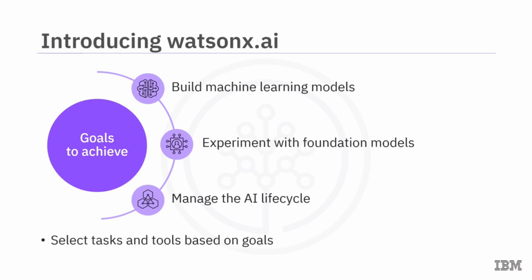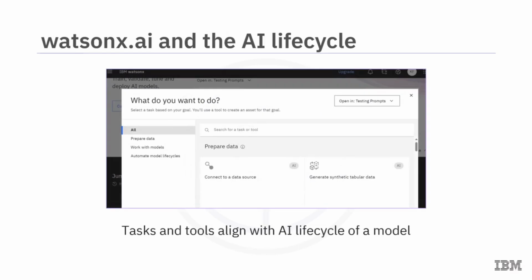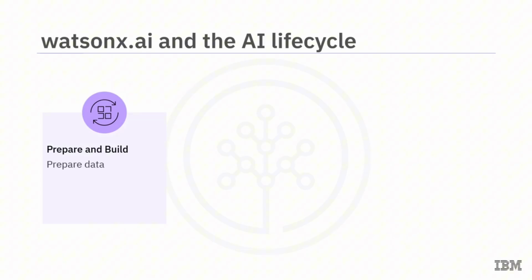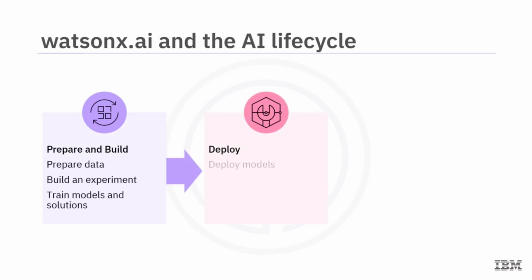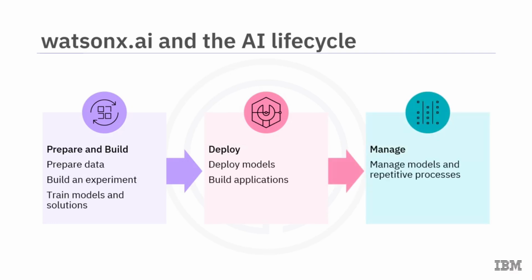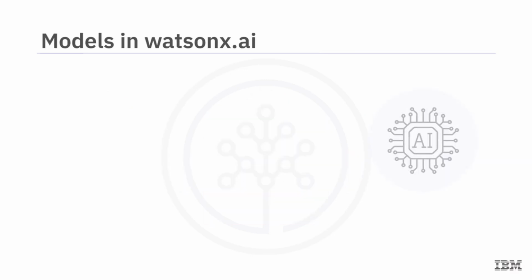These tasks can be performed using the tools provided on the platform. The tasks and tools in Watsonx.ai align with the AI lifecycle of a model. You prepare your data, build an experiment, and train models and solutions. Then you deploy your models and start building your applications. Subsequently, you manage these models and repetitive processes.